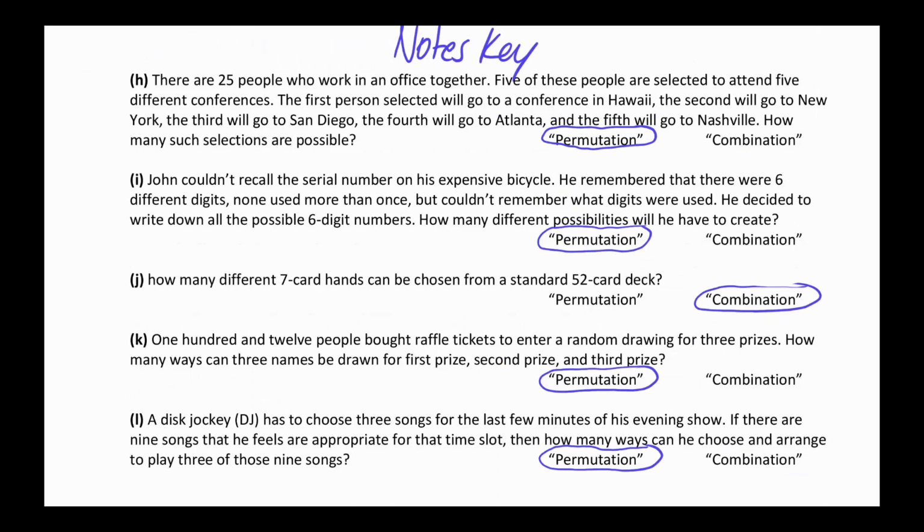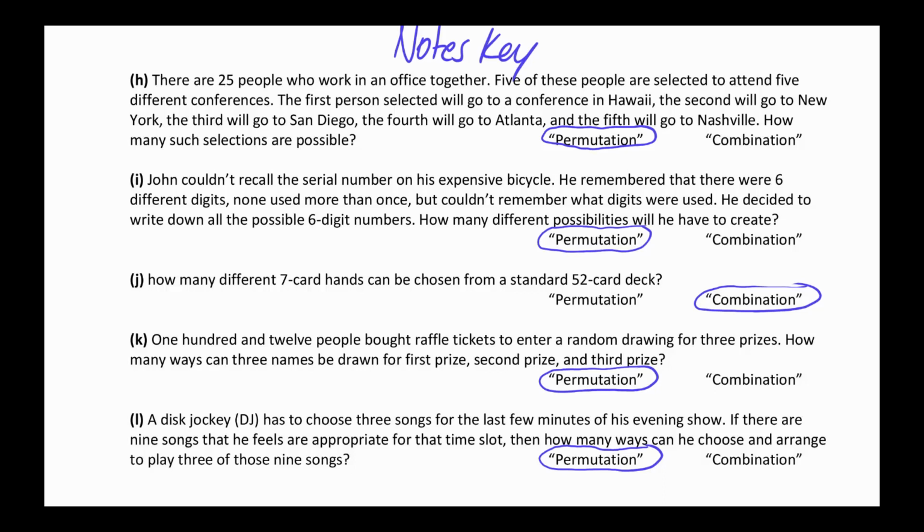On the next page with H, there are 25 people who work in an office together. Sounds familiar. 5 of these people are selected to attend 5 different conferences. The first person selected will go to a conference in Hawaii. The second will go to New York. The third will go to San Diego. The fourth will go to Atlanta. And the 5th will go to Nashville. How many different selections are possible?